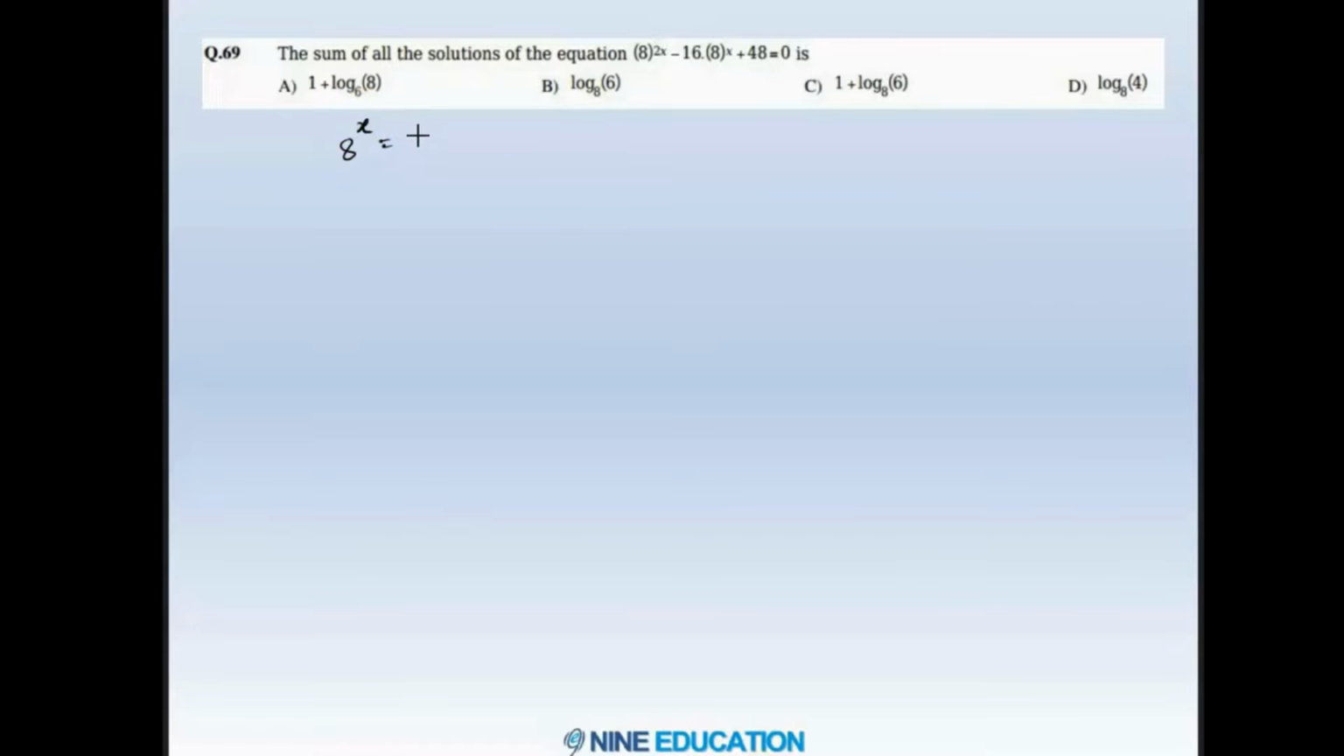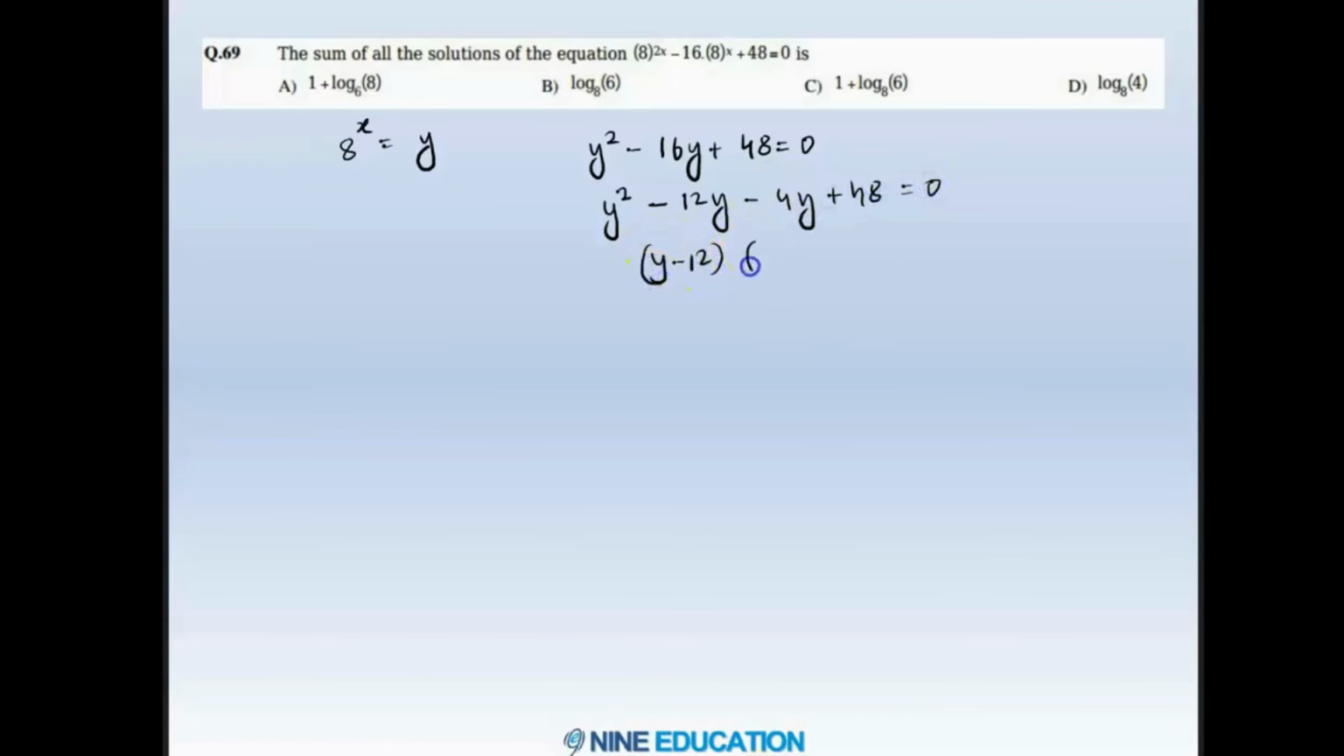So if you factorize this, you will be getting y square, then minus, to get 48 I can write this as minus 12y and minus 4y plus 48 equal to 0. So one of the factors will be y minus 12, the other one will be y minus 4, that is equal to 0. So we are getting two answers, y is equal to 12 and y is equal to 4. So basically we are getting 8 power x as 12 and 8 power x as 4. So what will be the answer for x?